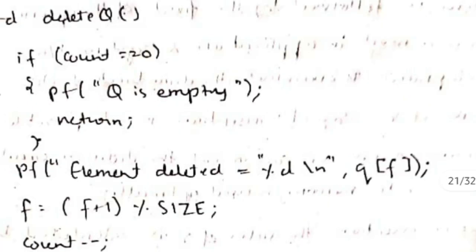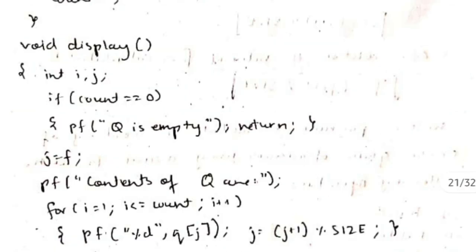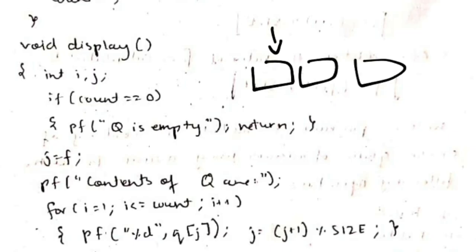Similarly for deletion also, if the queue is empty we will return, else the deleted element will be printed first and the front pointer will be incremented, using this line of code. Display is very simple. There are elements, they will be traversed one by one and the information part will be printed.